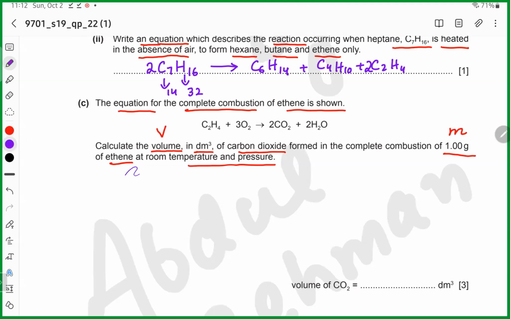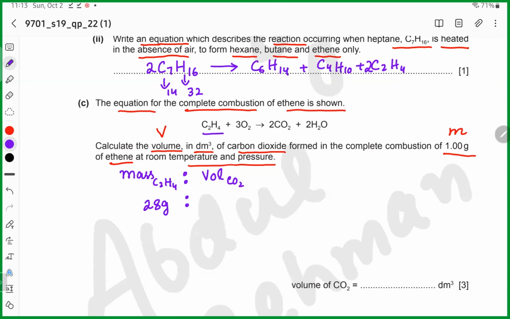So it means you can relate the mass of ethene with the volume of carbon dioxide. If we look at the equation, there is 1 mole of ethene, which means what is the mass of 1 mole of ethene? That is 2 carbons, which makes it 24, and 4 hydrogens, which makes the total 28 grams. So according to the equation, if 1 mole is reacting, the mass of the 1 mole is equal to its Mr, which is 28.